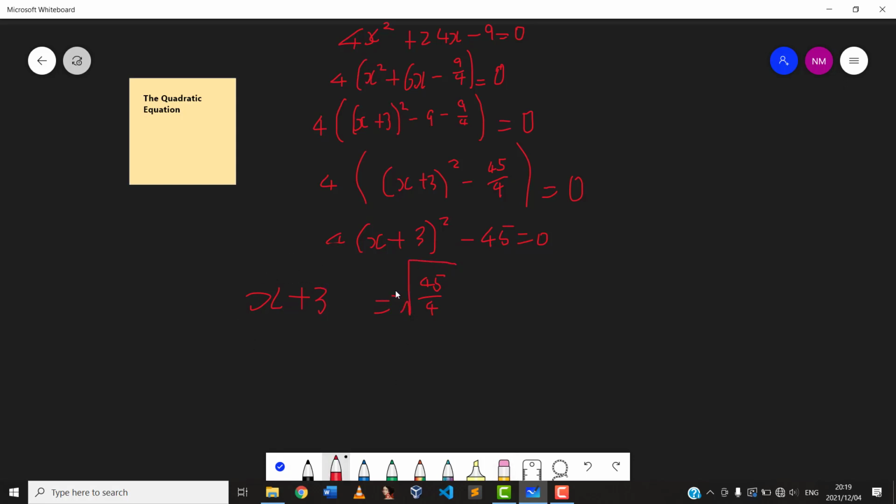And don't forget the plus minus, right? Because you can either have a minus or a positive solution when you do a square root on both sides. And then x is equal to minus 3 plus minus square root of 45 over 4. So we're seeing here that we can solve for x from completing the square, right? So why don't we take this one step further and try to solve for x in a more general view and try to derive the quadratic equation.